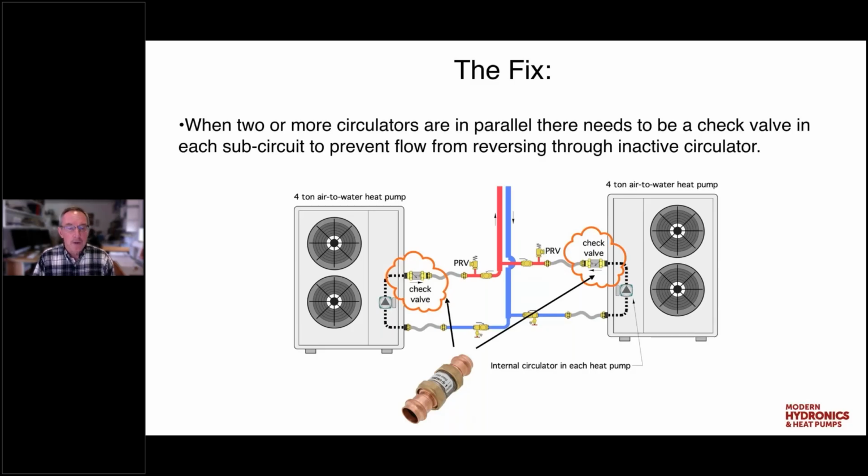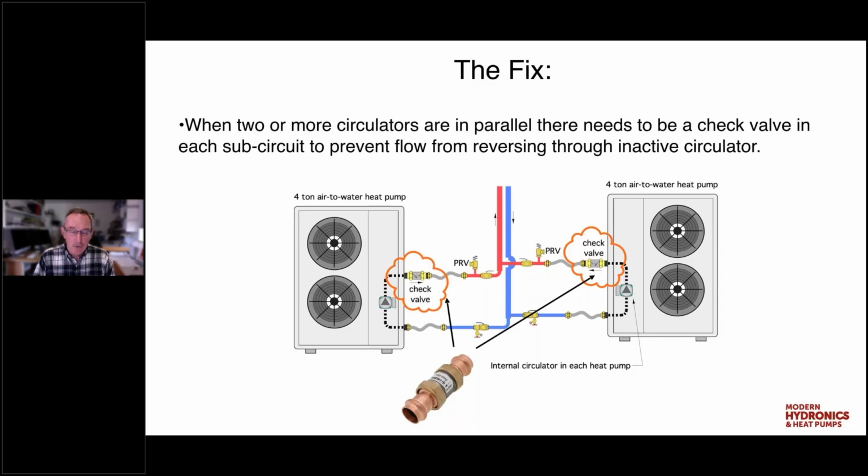Don't assume that if you happen to be working with a heat pump that has an internal circulator, there's a check valve there. In this case, it was a pretty easy retrofit. A check valve was put in on both of these. So when one unit is operating, that prevents flow reversal through the other unit.